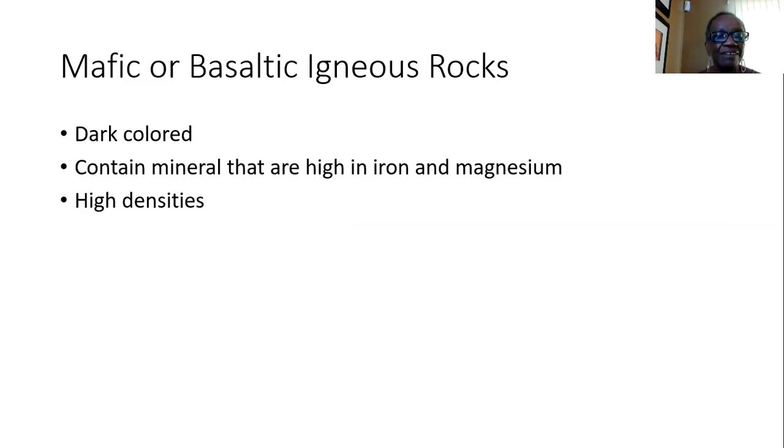And then we have mafic or basaltic igneous rocks, and the most common one in this group is basalt. These are dark in color, and they contain minerals that are higher in iron and magnesium. Minerals high in iron and magnesium would include hornblende, pyroxene, biotite mica, and olivine. And they also have high densities.